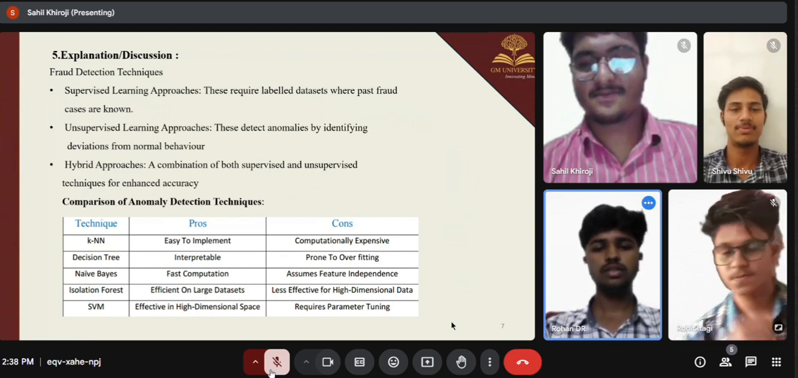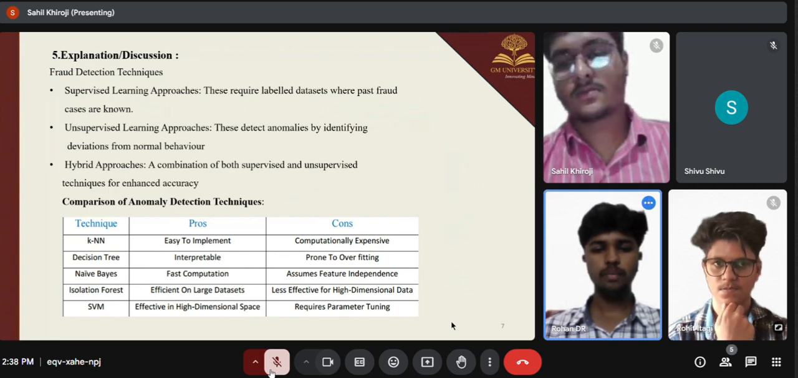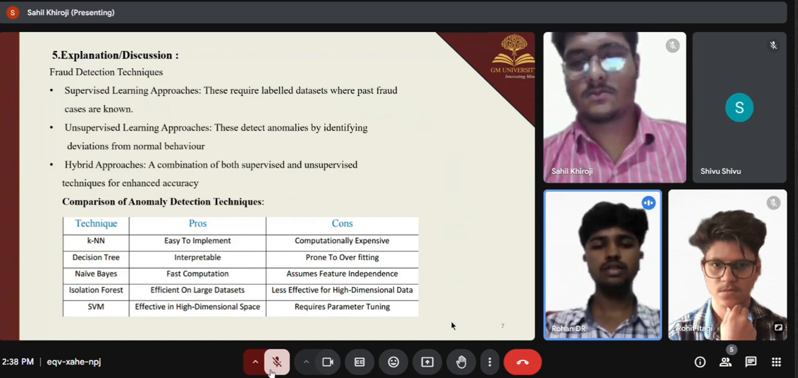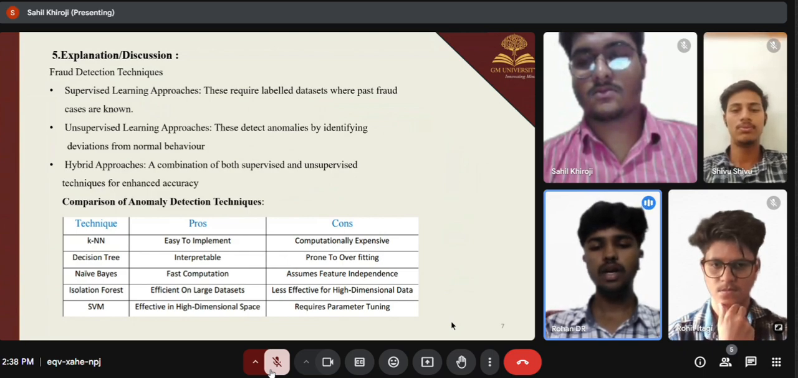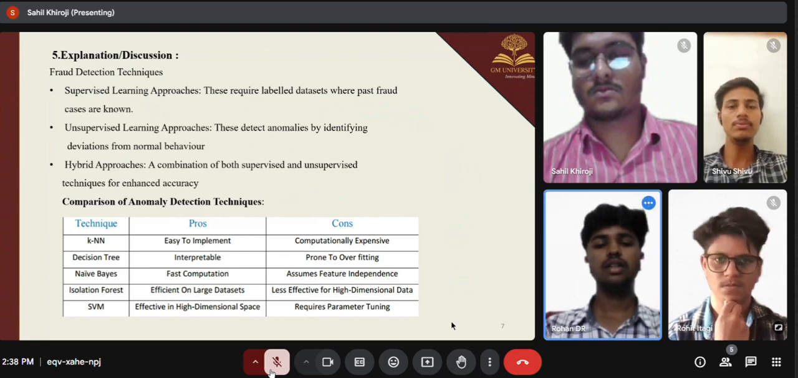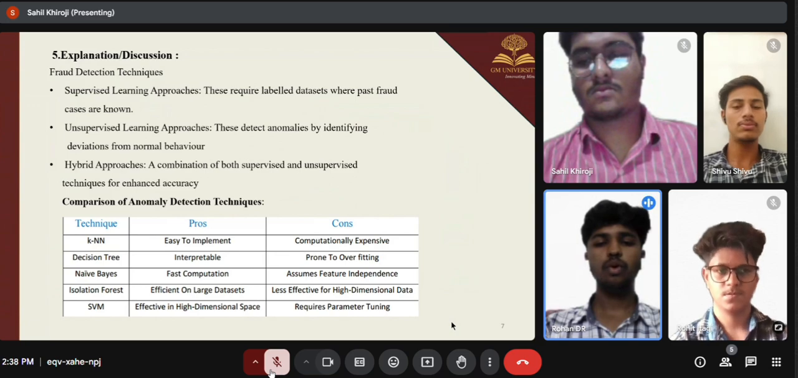These use labeled datasets, which means past fraud cases must be known and annotated. The model learns from the historic data to predict future fraud transactions. Unsupervised learning is useful when fraud patterns are not known. They detect anomalies by finding deviations from usual behavior without needing labeled data. Hybrid approaches combine supervised and unsupervised methods. This tends to improve detection accuracy by using strengths from both techniques.